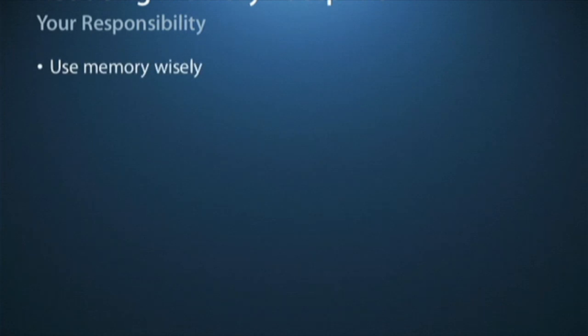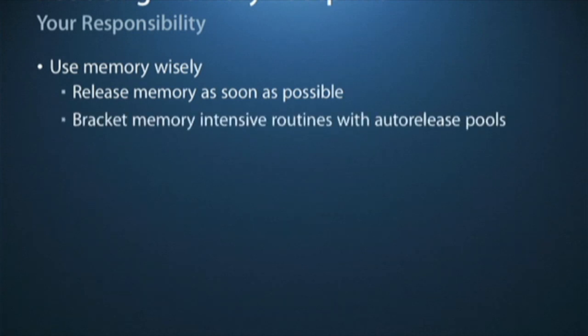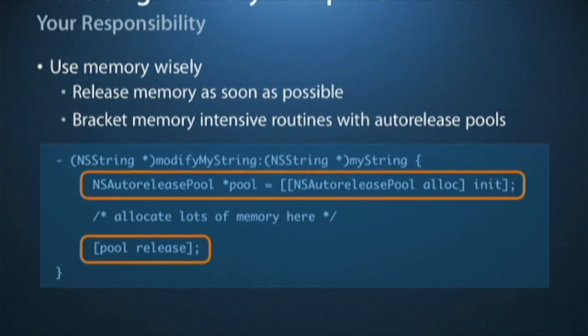Another thing you should do is release memory as soon as possible. Besides manually releasing objects when you can, another good approach is to bracket the memory-intensive routines in your code with auto-release pools. Doing so would look something like what you see here. At the beginning of your method, you create an auto-release pool, and at the end, you release this pool. With this approach, you won't have to worry about which objects from system frameworks are marked as auto-release, and you will free up memory more quickly than if you waited for the system to take care of it.